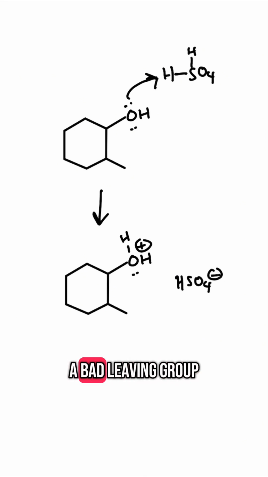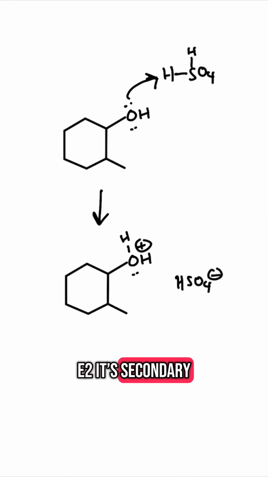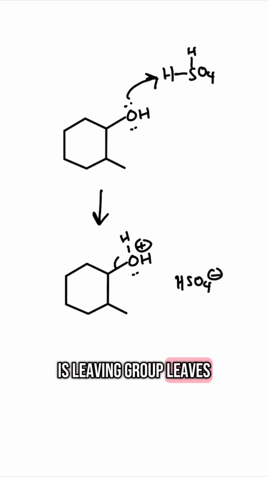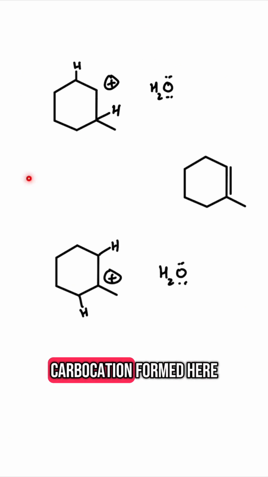Now, the alcohol was a bad leaving group, but this water here, that's a good leaving group, and it's going to undergo an elimination reaction. And now remember, for dehydration of alcohols, secondary and tertiary alcohols undergo E1, whereas primary undergo E2. And this is secondary, so it's going to undergo E1. That means two steps. The first thing that happens is the leaving group leaves. So we're going to kick off these electrons right here, and that's going to give us a carbocation. We have our carbocation formed here.